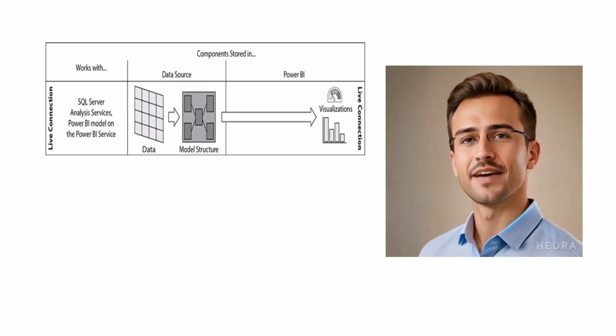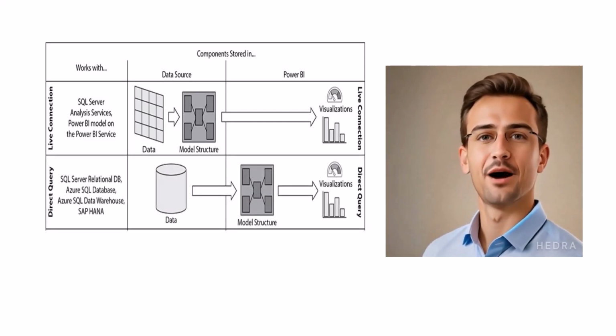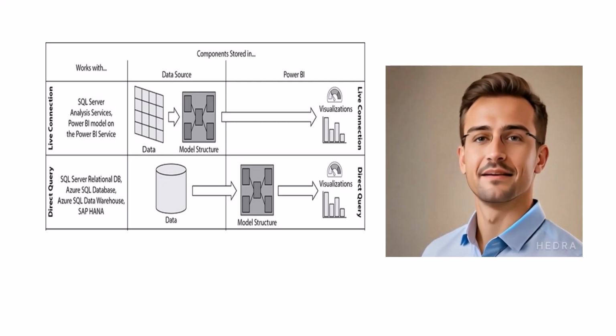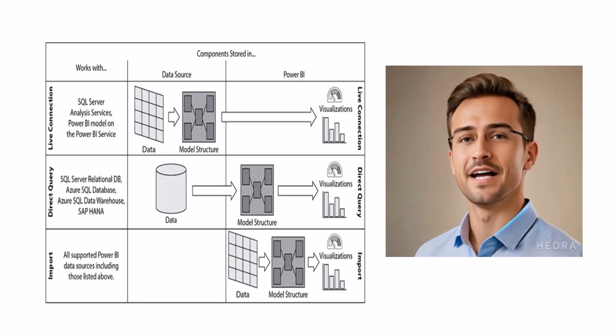Power BI offers three main methods for connecting to data. The live connection connects directly to data, such as SQL Server. The direct query connects Power BI directly to a relational database, such as SAP HANA. In import mode, Power BI imports data directly into the Power BI service.